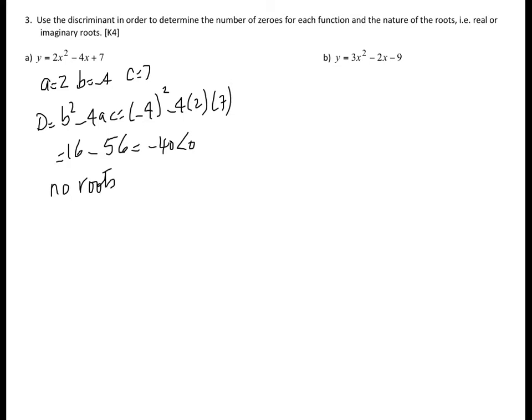In fact, no real roots, but there are going to be imaginary roots. So the nature is imaginary. Imaginary roots.